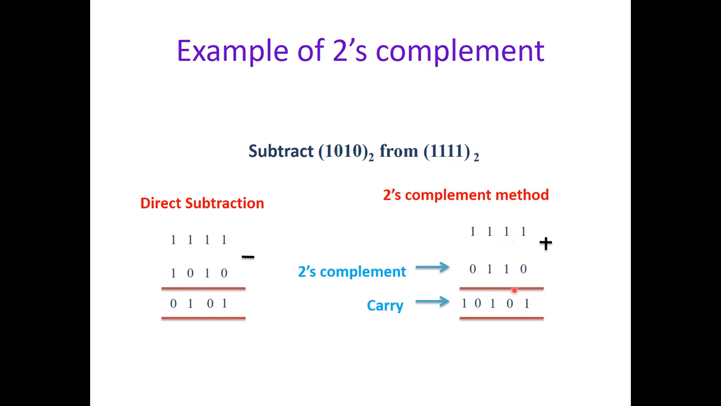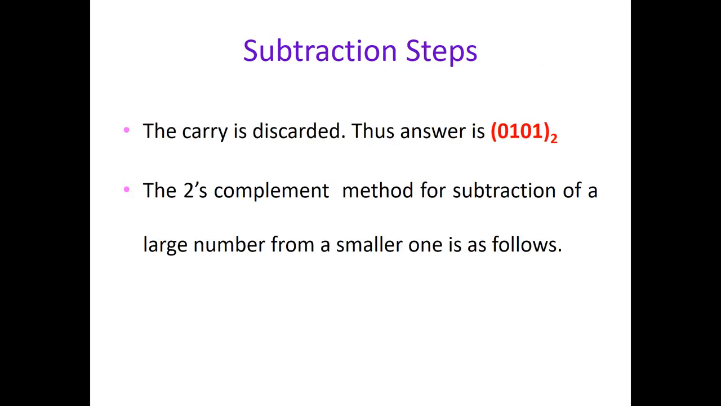So now you just add them, you will get this result, and you discard this carry. So the answer will be 0101. Very, very simple. The twos complement method is very, very straightforward. The carry is discarded, as I told you, and the answer will be 0101.